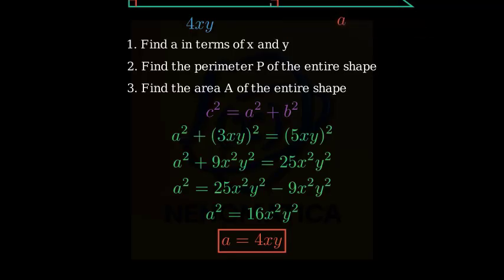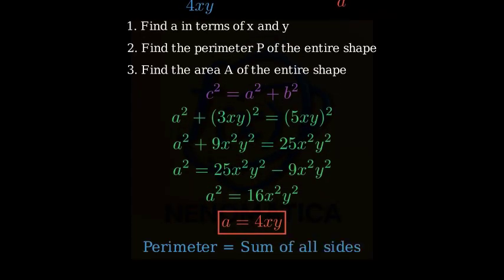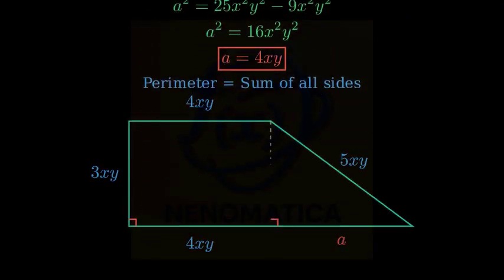Now that we know a equals 4xy, let's find the perimeter of the entire shape. The perimeter is the sum of all the sides of the shape. Let's identify all 5 sides. The left side of the rectangle is 3xy. The bottom of the rectangle is 4xy. The value of a, which we just found to be 4xy. The hypotenuse of the triangle is 5xy. And the top side of the shape is 4xy.